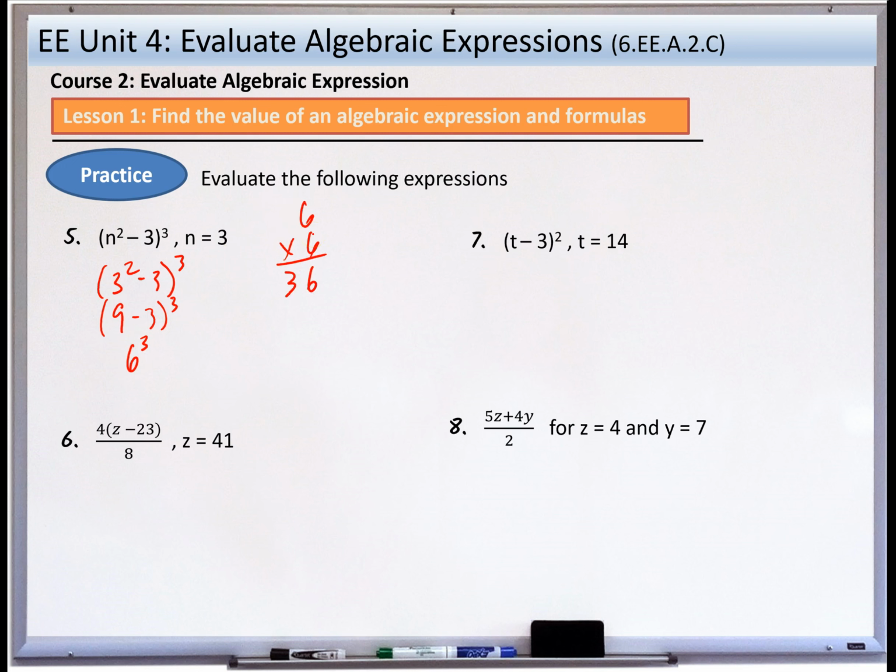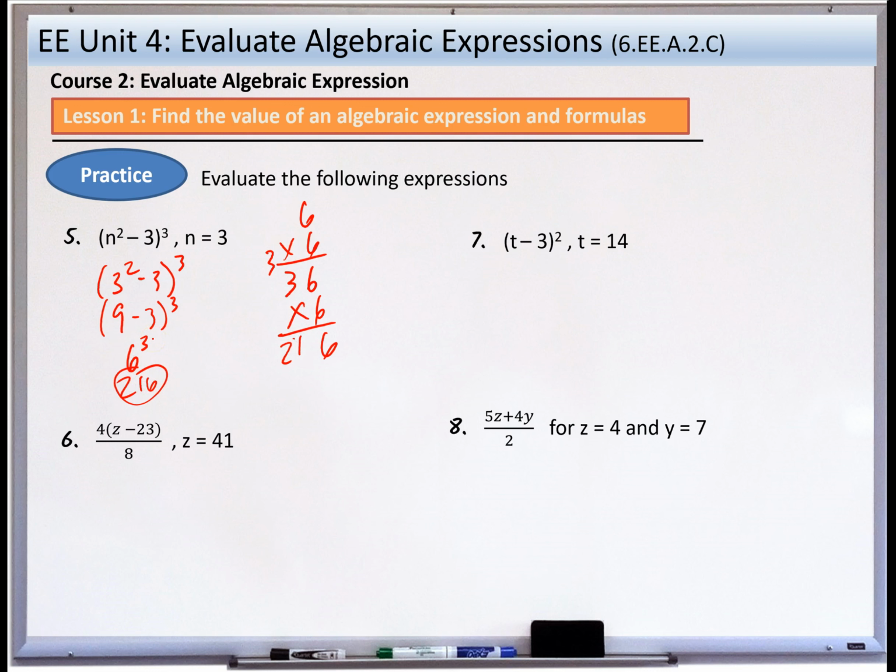Times 6, 36, 18, 21. So 216 is our answer.